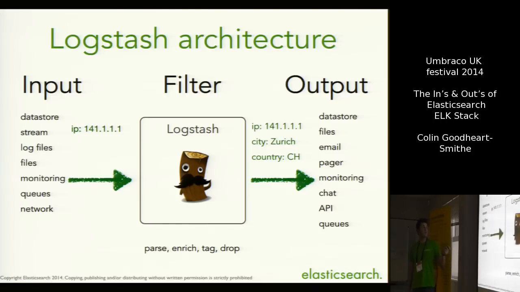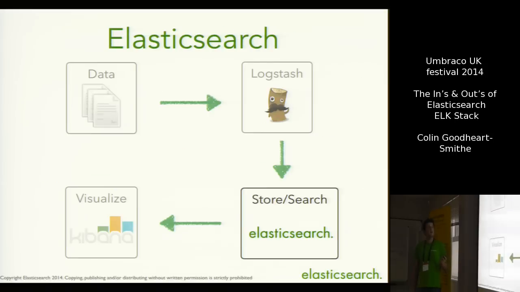So the basic workflow is you might get a message coming in from, say, a log file. It's got an IP address of 141.1.1.1. You pass it to a Logstash filter, maybe in this case the GeoIP filter, and it'll add on the city and the country that IP address is registered to, and send that out to your data store. Let's say, for this example, that it's Elasticsearch.